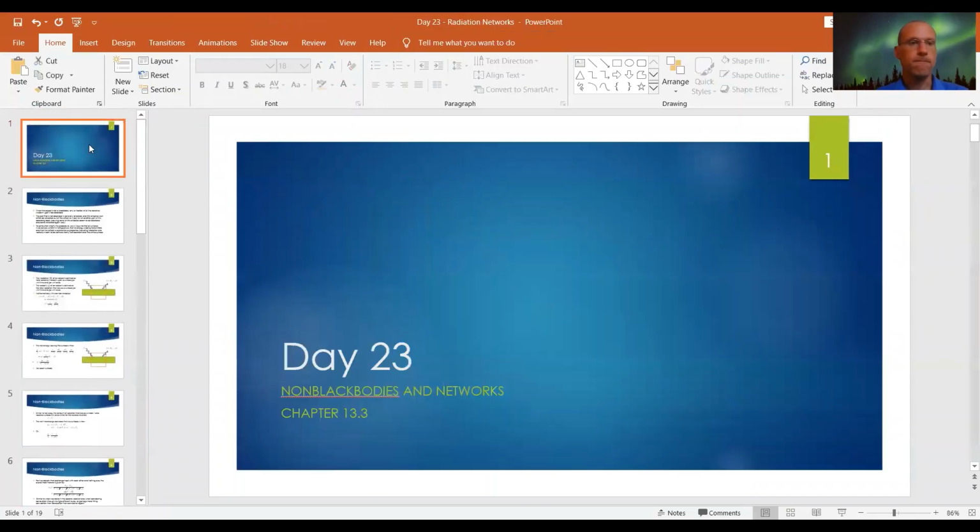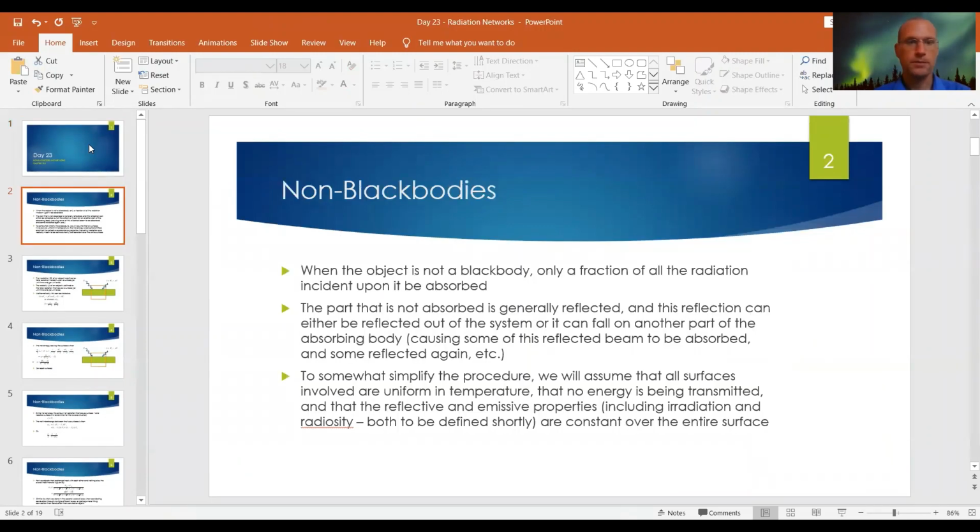All right, so welcome to the next installment of irradiation. We went through some basic stuff last class. Going to get a bit more into the details, the nitty-gritty, harder questions to deal with radiation.